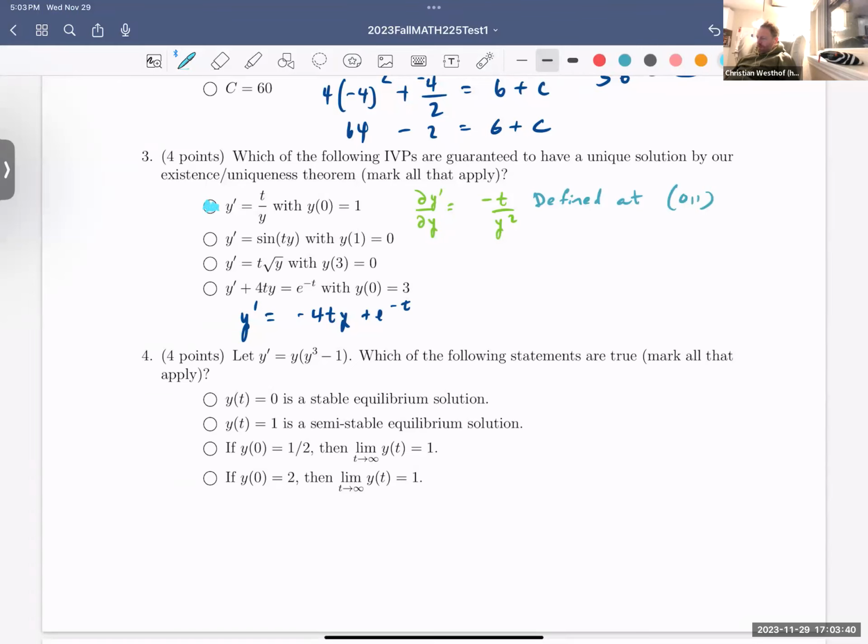The others, let's see, your partial derivative of sine of ty, that's going to be cosine. So partial y prime with respect to y is going to be cosine ty times the derivative of the inner function, that's going to be t. This is also defined when t is 3 and y is 0, cosine 0 is 1. That's fine, and that works. So that one. If we look at the last one, if we look at our partial derivative, we have negative 4t. Just looking at negative 4t, totally fine for t to be 0. So this last one works.